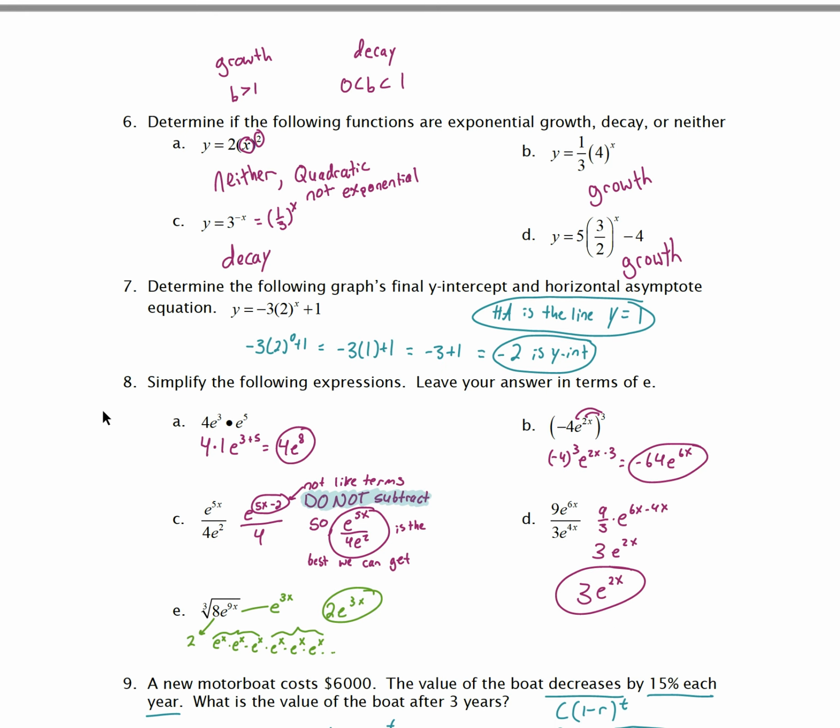The y-intercept is always when x equals 0. The horizontal asymptote is always that little shift there. So again, the y-intercept is something you can always find by just plugging in x equals 0, which is true for all graphs.